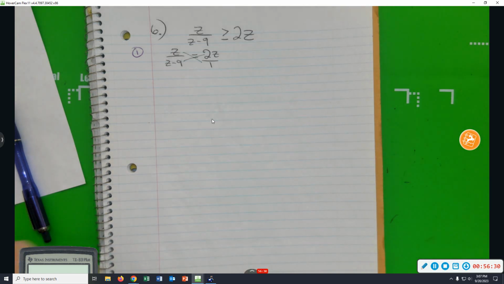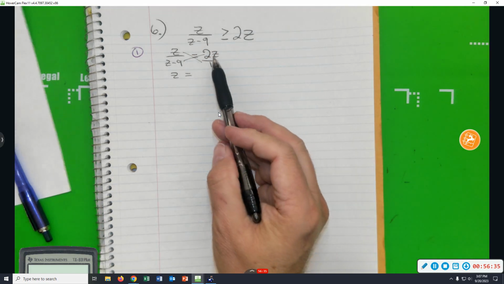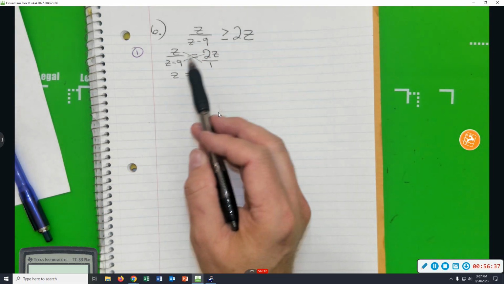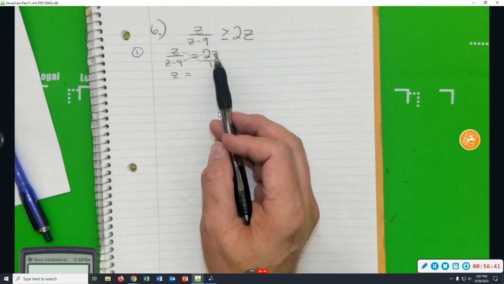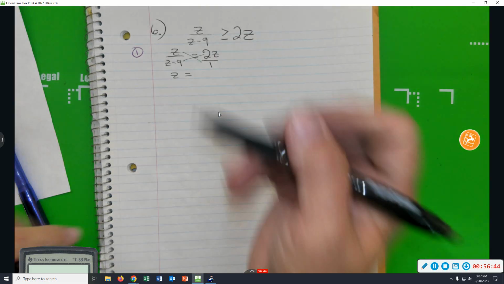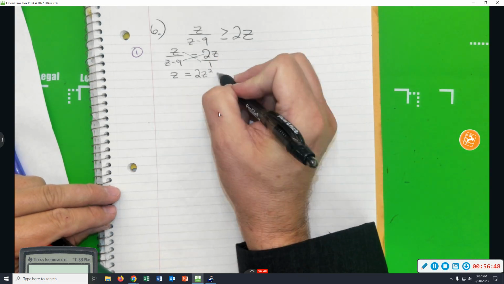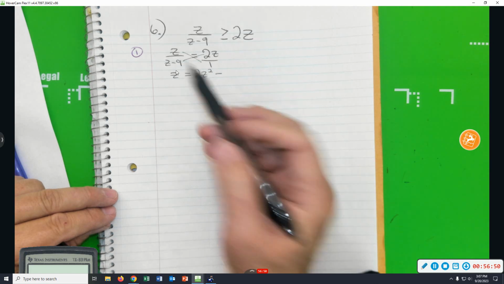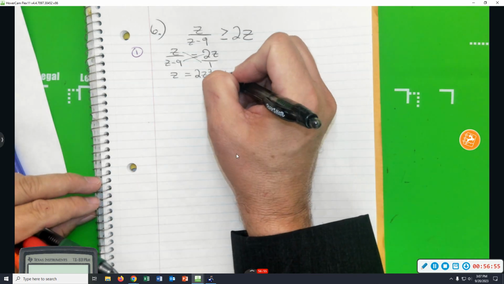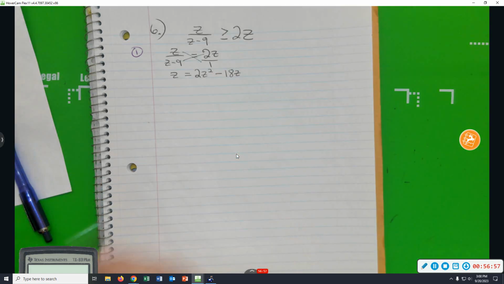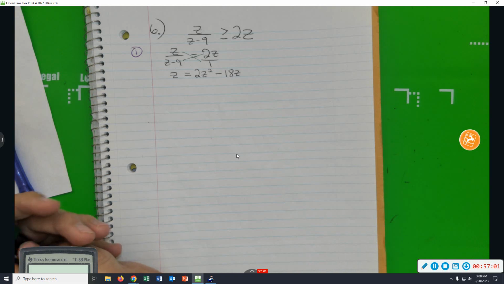Z times 1 is Z equals, we're going to have to distribute the 2Z times the Z minus 9. What's that going to give us? 2Z times Z is 2Z squared minus 2Z times 9 gives me 18Z. Y'all are really on the ball today. Whatever that means. They are.